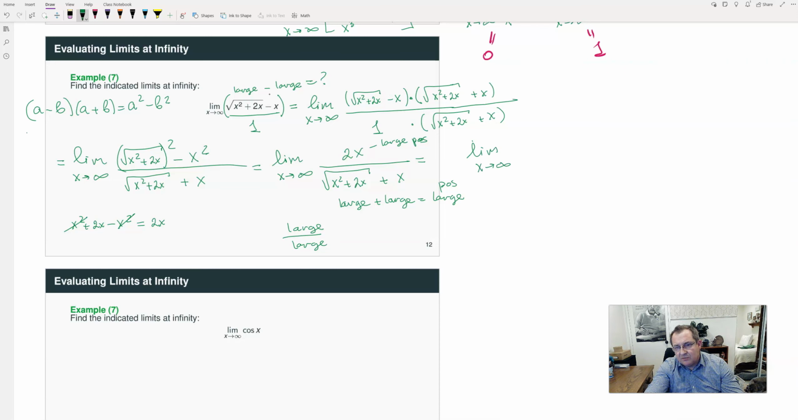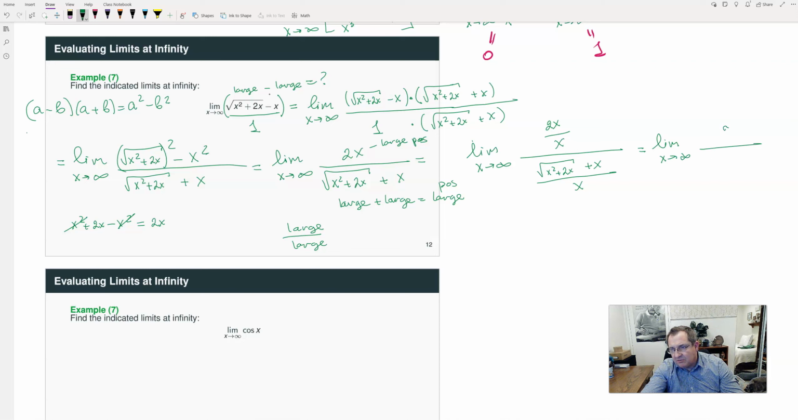Limit as x goes to infinity, we will take 2x and we divide by x, that's 1. And then we will take square root of x squared plus 2x plus x, and we divide everything by x. Okay, so let me work out the expressions. In the numerator, simplification is straightforward.